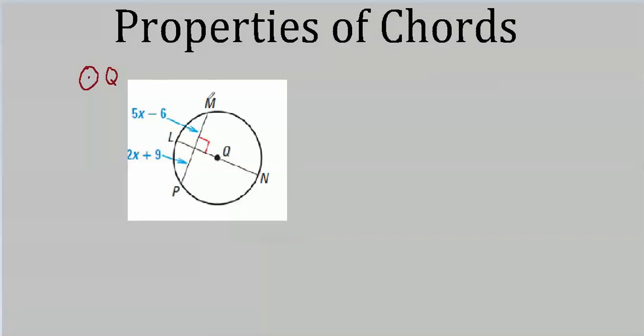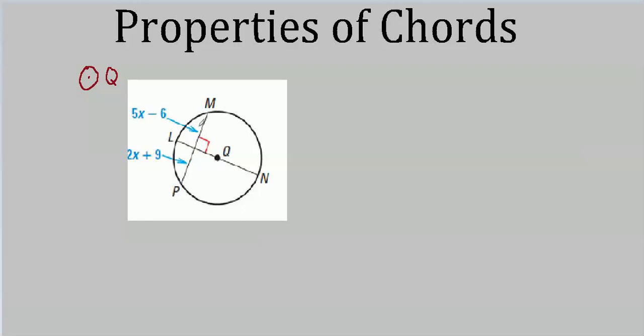Now here we have a problem where they ask us to find x, and this circle is called circle Q. So we know Q is the center. Now we have an obvious case of our previous theorem: a diameter which is perpendicular to the chord bisects that chord. Remember, we had one theorem which said if we have a perpendicular bisector of a chord, that perpendicular bisector must be a diameter. Here we have a diameter which is perpendicular to the chord and therefore bisects it.